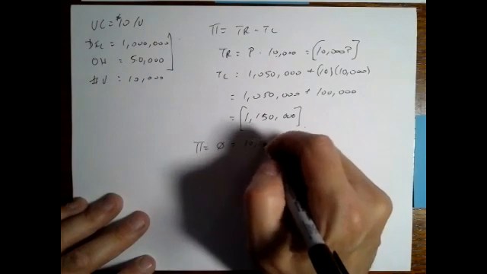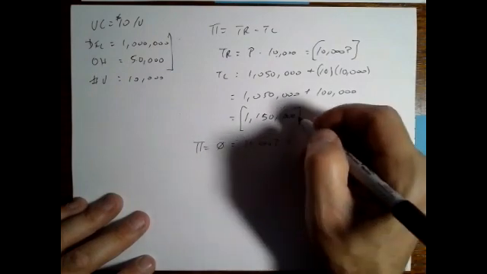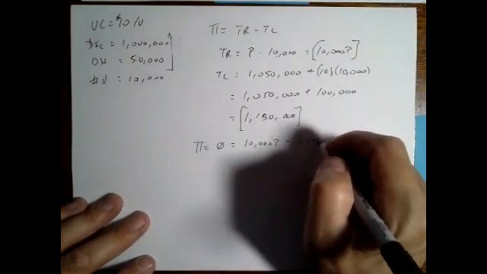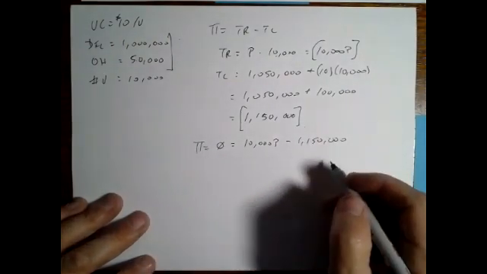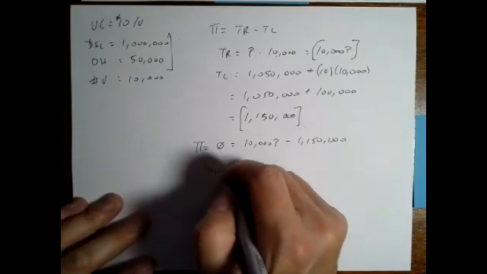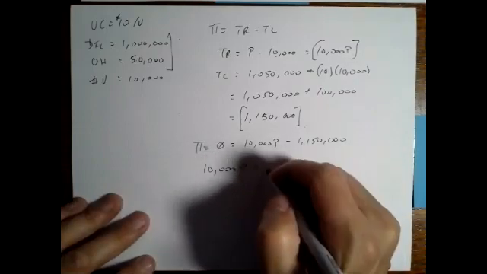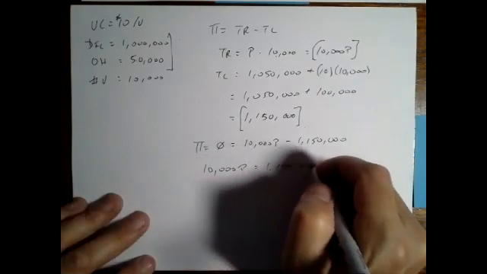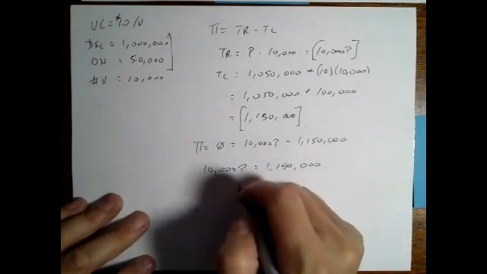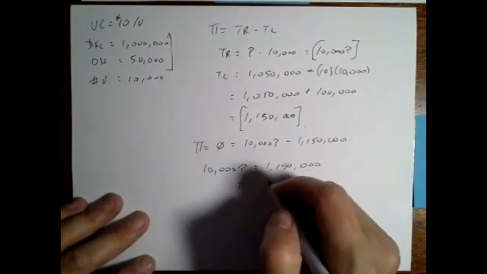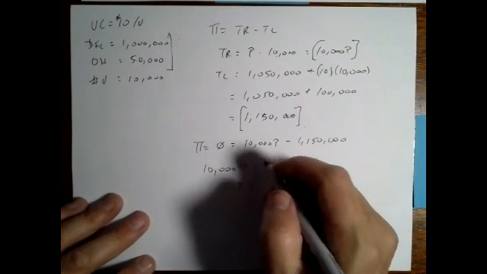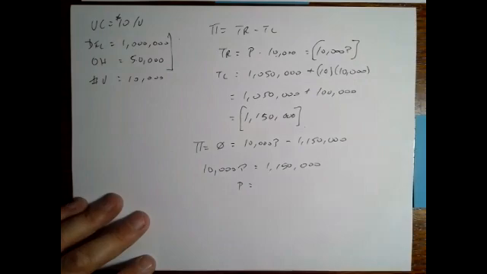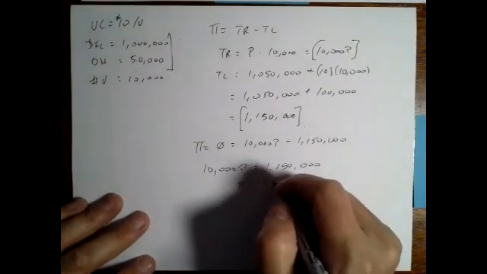So combining total cost and total revenue, we have profit is equal to 0 at the break even. Total revenue is 10,000 P minus total cost, which is 1,150,000. Add 1,150,000 to both sides, we get 10,000 P equals 1,150,000. Divide both sides by 10,000 and we get 115.